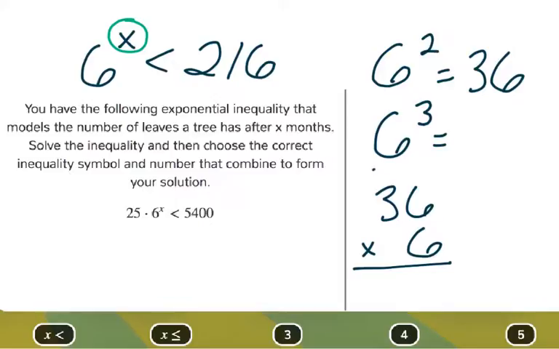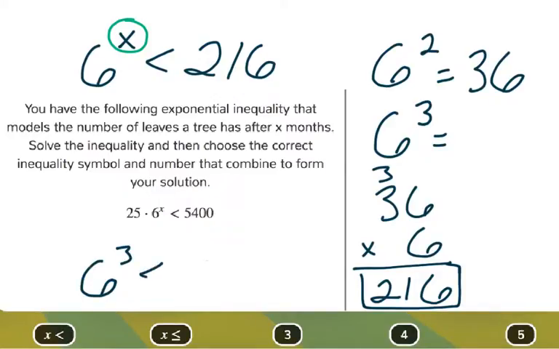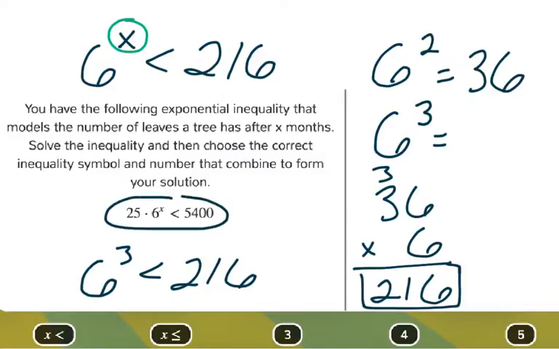Let me go ahead and calculate that out. 6 times 6 is 36. 6 times 3 is 18. 18 plus 3 is 21. What do you know? 216. So the answer here is 6 to the power of 3 is less than 216. That's what's going to make these equivalent. So this exponential inequality basically simplifies down to 6 to the power of 3. We know x is now 3, is less than 216. So our answers here are the less than symbol, x is less than, and 3.